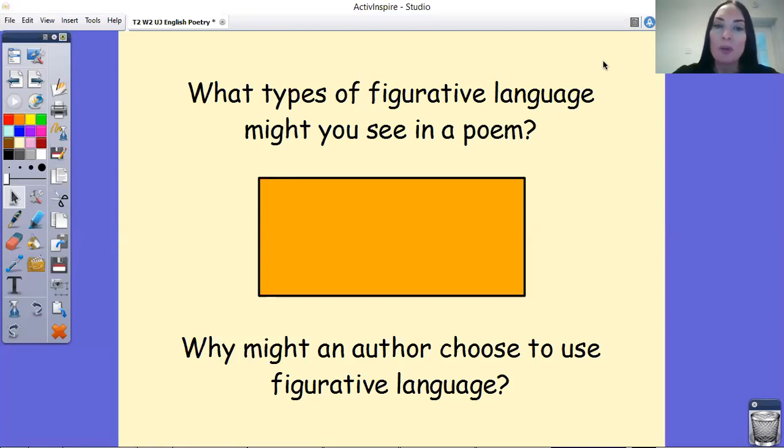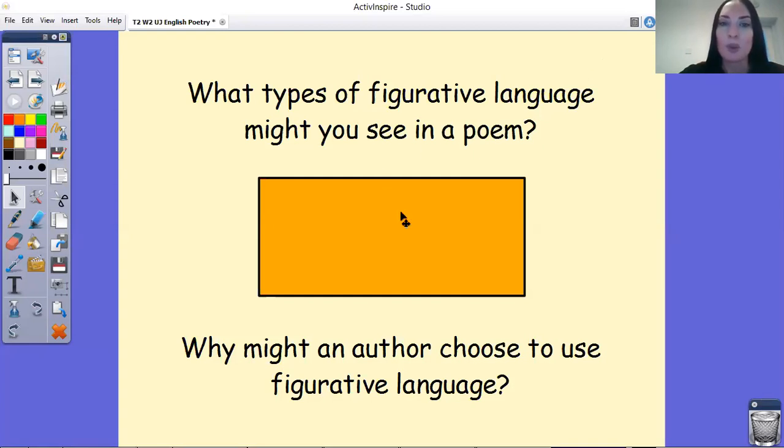So first of all, we'll begin with a recap of what we did yesterday. So I want you to have a little think, and you can write some notes if you'd like. What types of figurative language might you see in a poem? And why might an author choose to use figurative language? So if you pause the video now, you can have a go at writing answers to those questions.